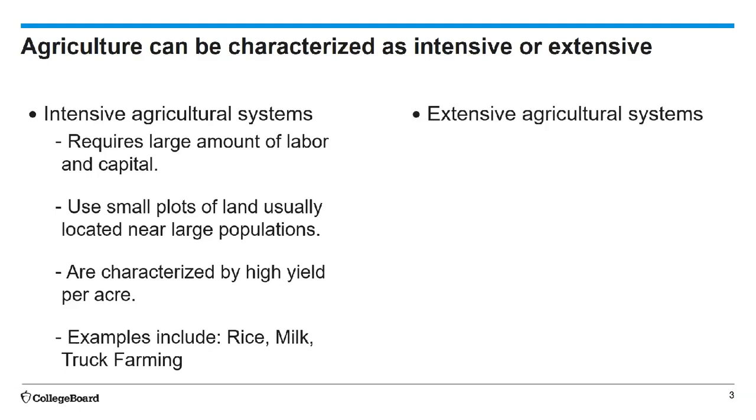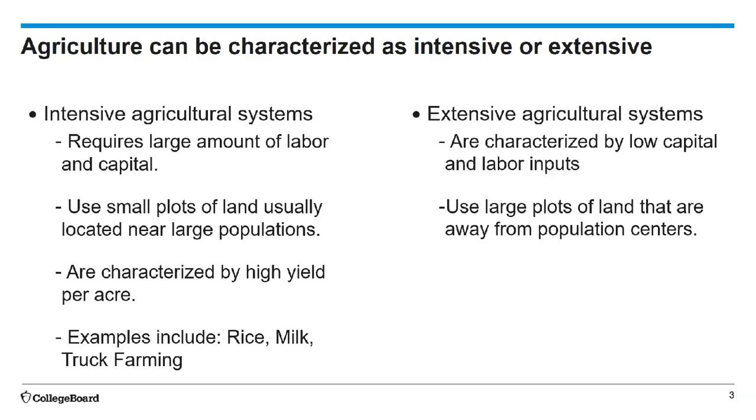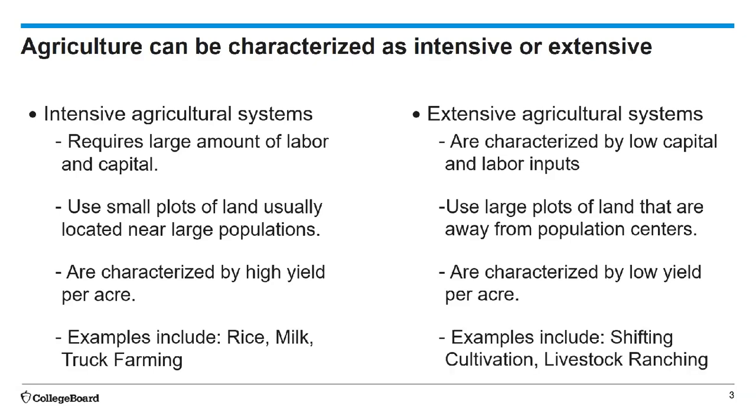Extensive agricultural systems are characterized by low capital and low labor inputs. They are usually large plots of land that are away from population centers, and they're characterized by low yield per acre. Examples here include shifting cultivation and livestock ranching.